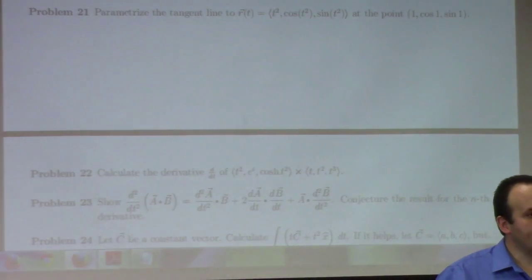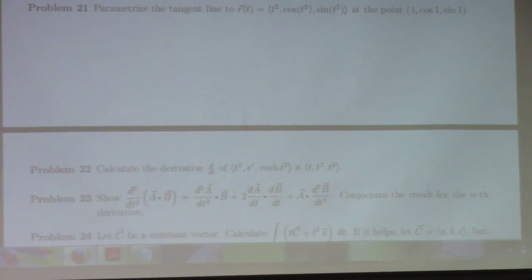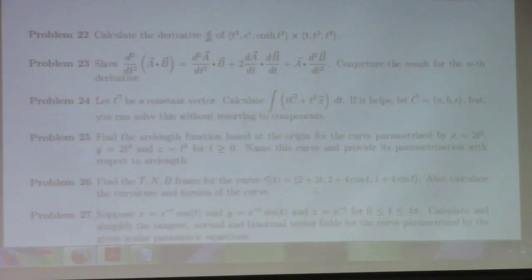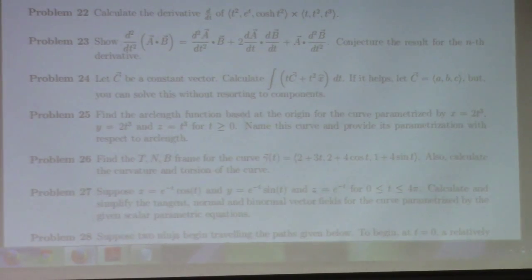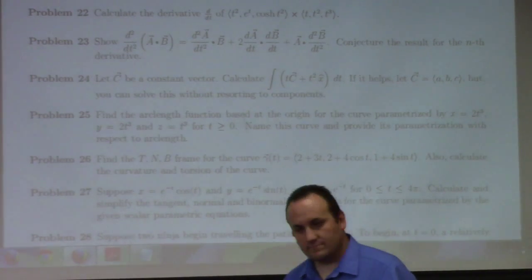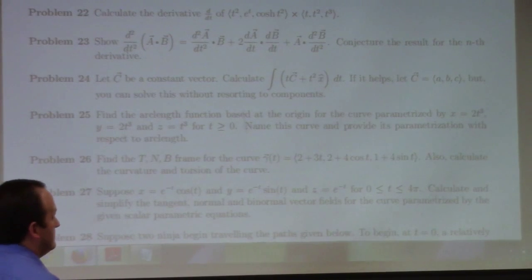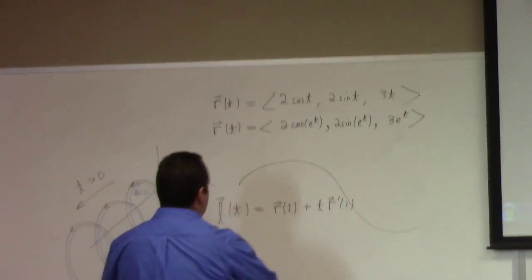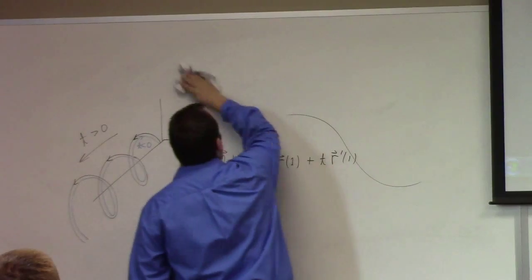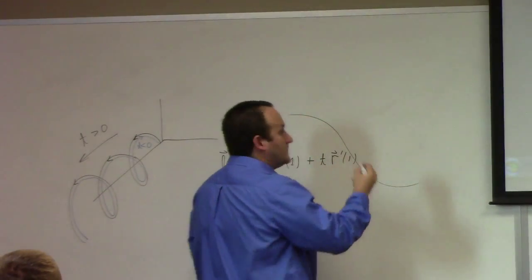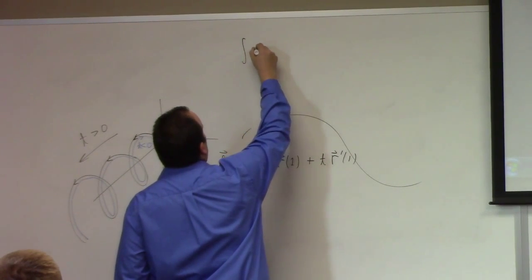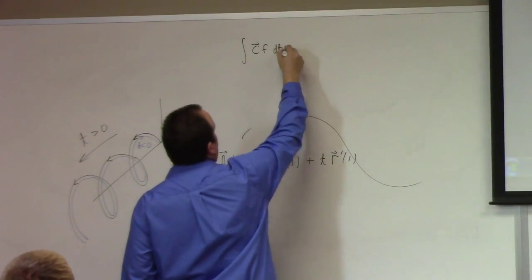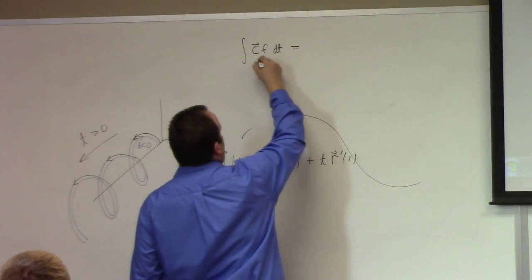Yes, sir. Can I look at 24 real quick, just like a setup? Yeah, sure. Problem 24: let c be a constant vector, calculate the integral of t c plus t squared x hat dt. I'd like for you to know about a little lemma. Let me write the lemma in its simplest form: the integral of a constant vector times a function, dt.